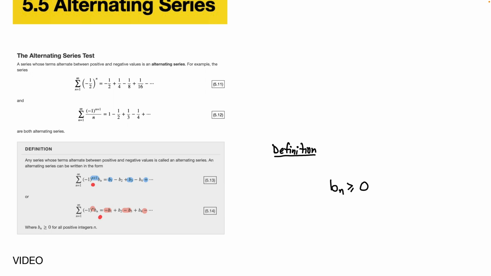I've highlighted the only difference: -1 is either being raised to the n plus 1, the index plus 1, or -1 is being raised to the index alone. The difference is how will the expansion begin? Will it begin positive then negative, or negative then positive? Both of these are termed alternating series, and our notation of Bn makes the assumption that the Bn's are always non-negative. The Bn's are non-negative.